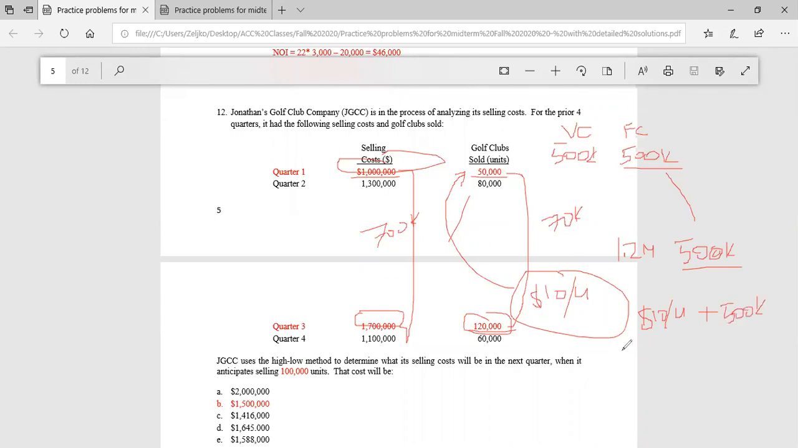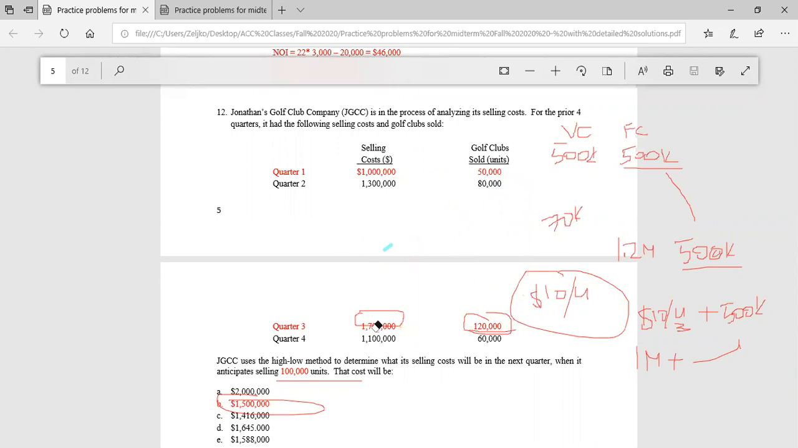Again, for those of you who already went through this, it is very basic, and there's nothing really to it. Now we are looking at 100,000 units. 10 times 100,000 is 1 million, plus 500K. That's the answer, 1.5 million. Very straightforward.